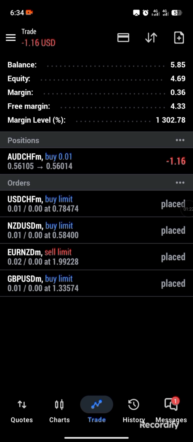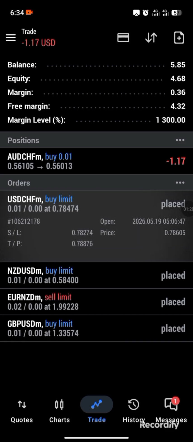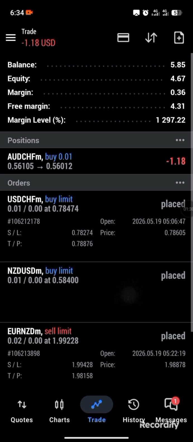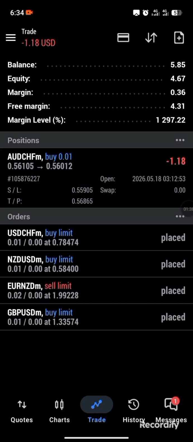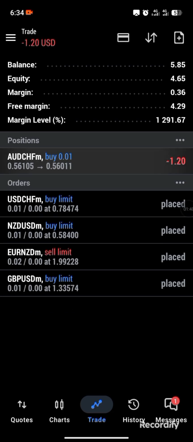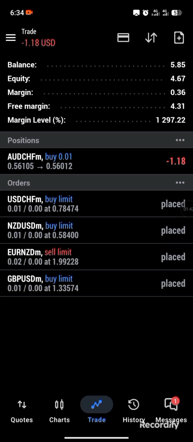We'll try again. So I'm on this buy limit and sell limit that you can see here, waiting for the first 2 to trigger or 1 to trigger. But if this trade happens to go back in profit, I will have more leverage to trade today. So let's see how it goes.